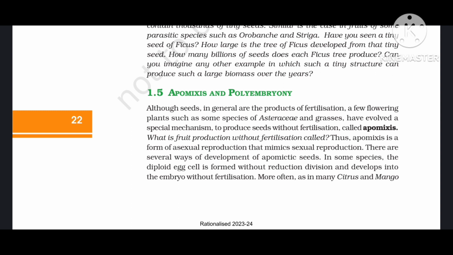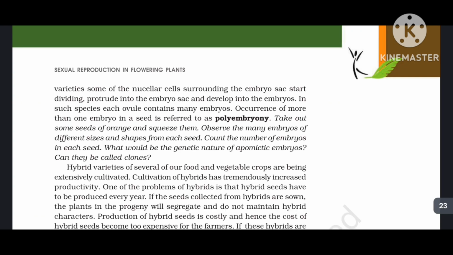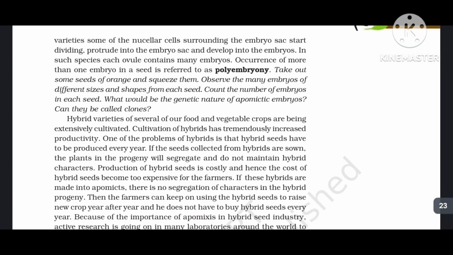The pistil has three parts, the stigma, style and the ovary. Ovules are present in the ovary. The ovules have a stalk called funicle, protective integuments and an opening called micropyle. The central tissue is the nucellus in which the archesporium differentiates.